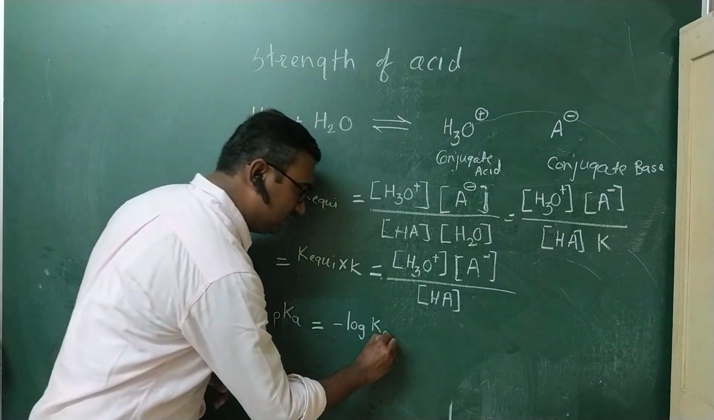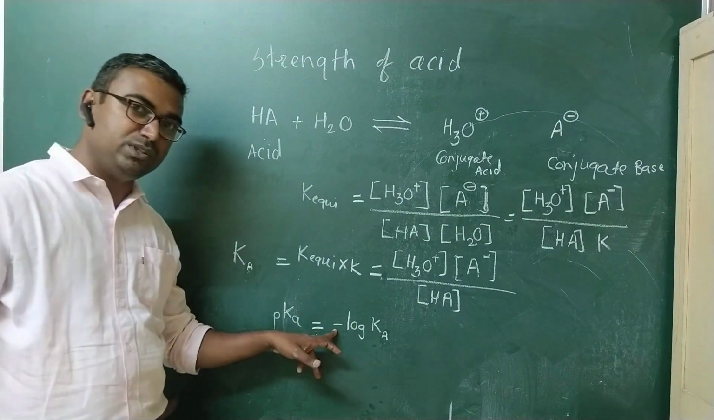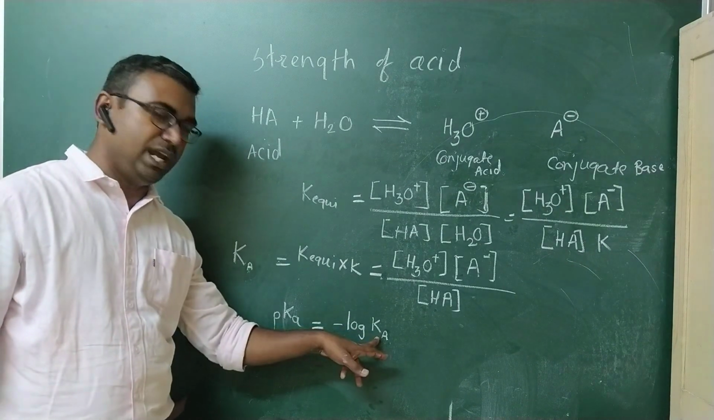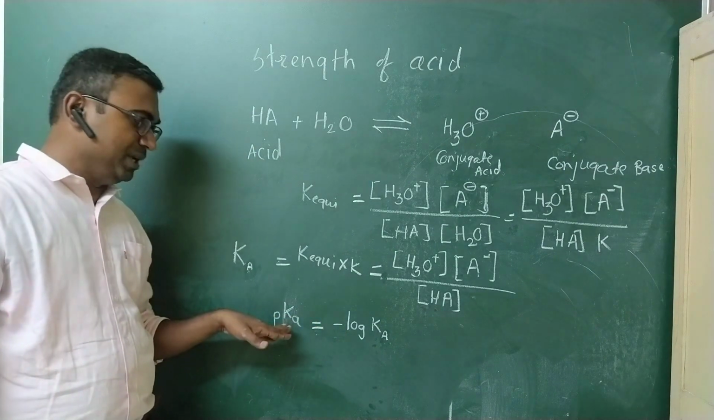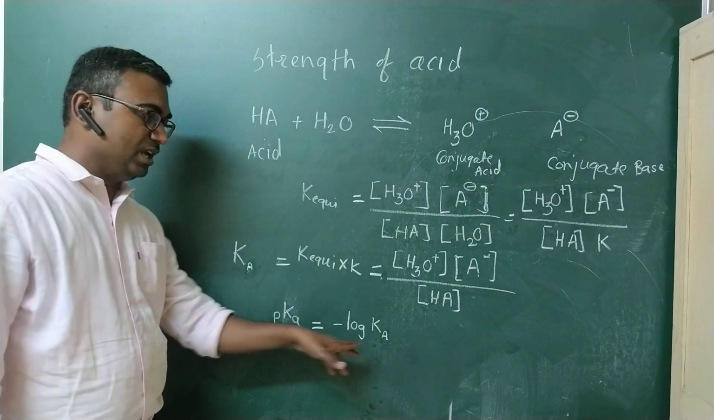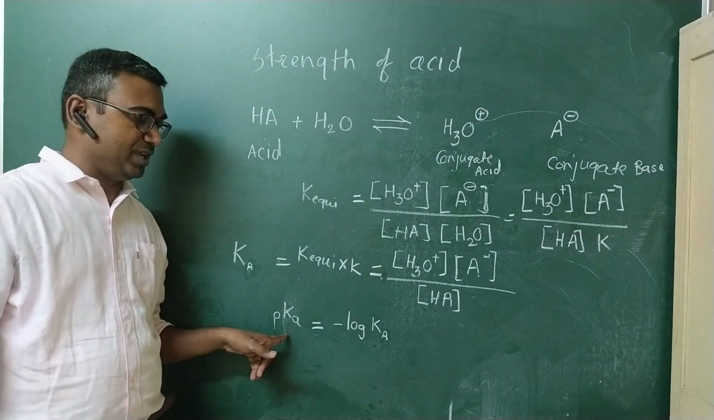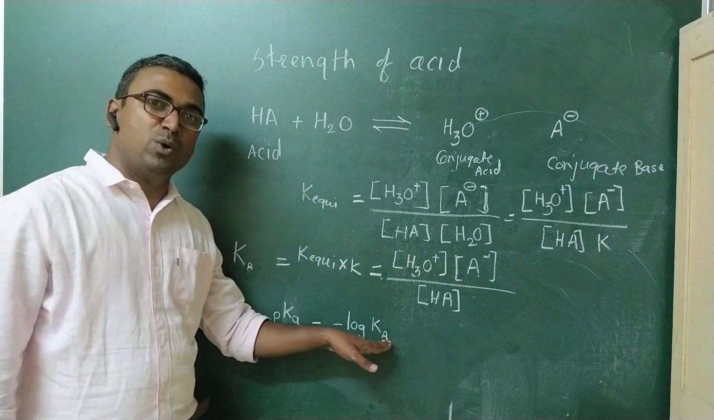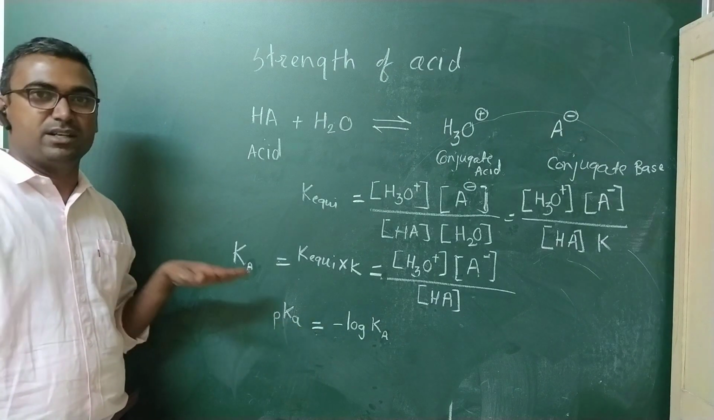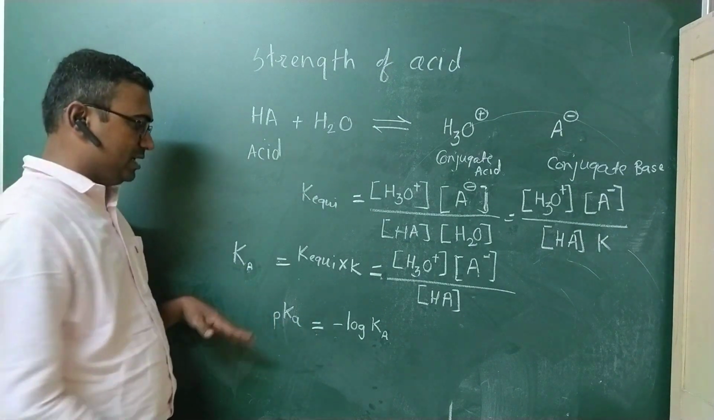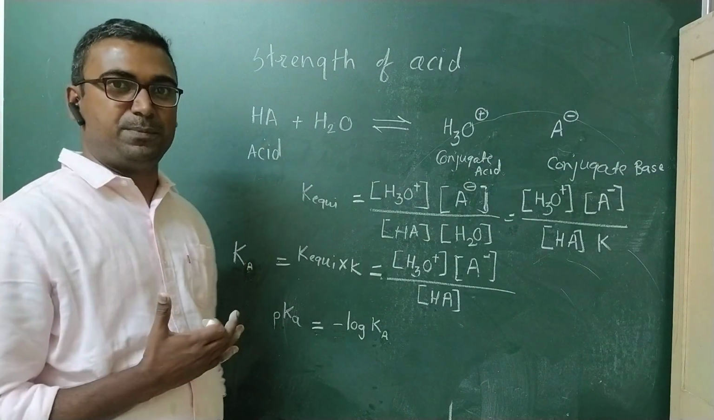So now tell me, if the Ka value is higher, then, as the negative sign is present over here, pKa becomes lower. If Ka is higher, pKa will be lower. And if Ka has a low value, then pKa will be higher.